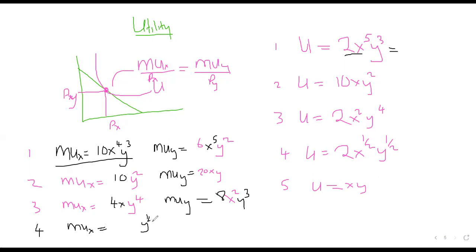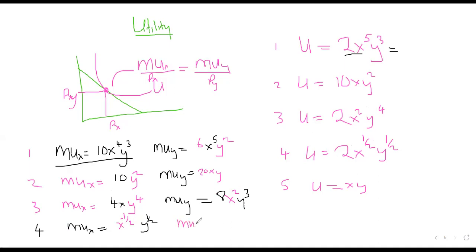Y half. Then we differentiate y half, it becomes what? X minus half. Because half times 2 is 1. Whenever I write 1, half minus 1 is negative. So the negative is on the x.